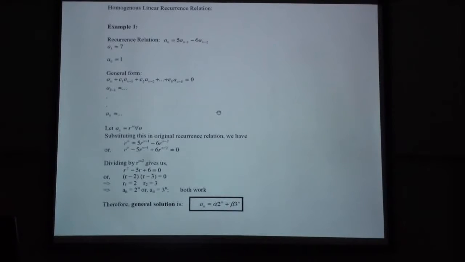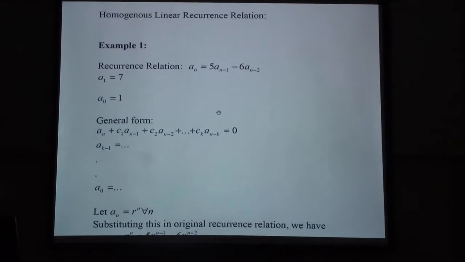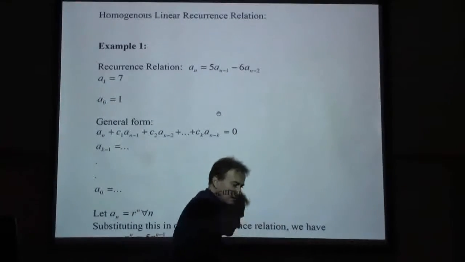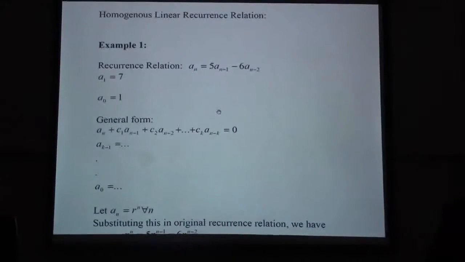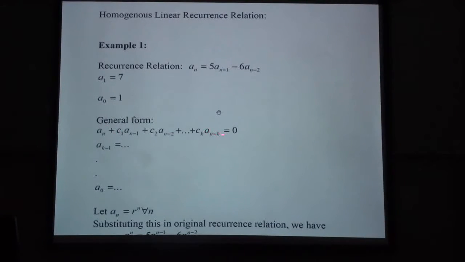So the first thing we're going to do is recognize the fact that in general, the nth term is going to be defined by a series of other terms that come before it. So for example, if I look at A sub n over here, and I take all these terms and bring them to this side, then A sub n will be dependent on all the terms that came before it.